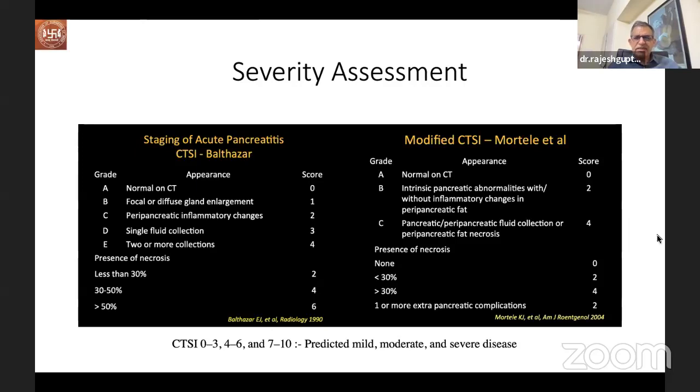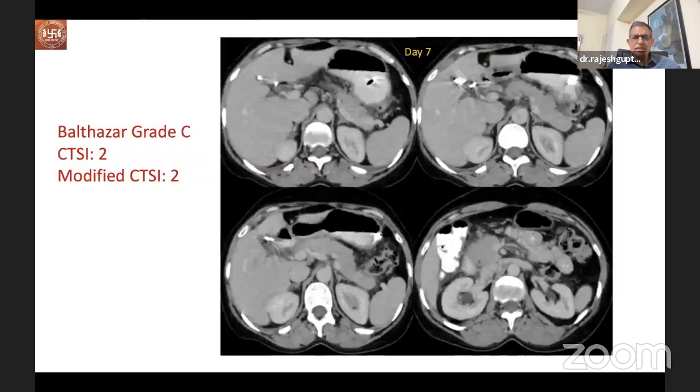Mortele modified this, and he tried to make it simpler by combining B and C of Balthazar, so whether there was pancreatic gland enlargement or peripancreatic stranding, the score would be 2. And if there is any collection, it did not differentiate between single or two collections, and for any collection the score was 4. It removed the 30 to 50% category and gave a score of 2 to less than 30% and a score of 4 to more than 30%. But importantly, Mortele gave importance to extrapancreatic complications like pleural effusion, where another score of 2 was added.